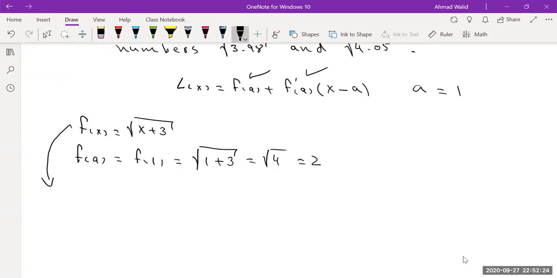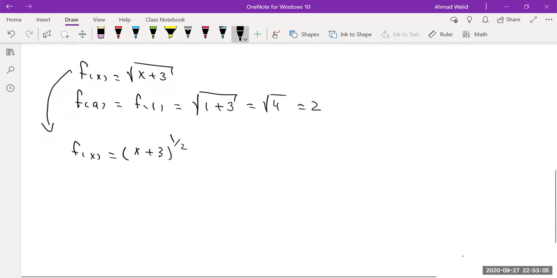Everyone knows how to find the derivative of this function, right? Instead of f of x equals the square root of x plus 3, I can write (x plus 3) to the power of 1/2, which is the same thing. It's not a class, so I cannot ask you a lot of questions, but you are using the chain rule here, correct? The derivative of outside times the derivative of inside. First, you have to find f prime of x. Then after that, you have to find f prime of 1, which is f prime of a.